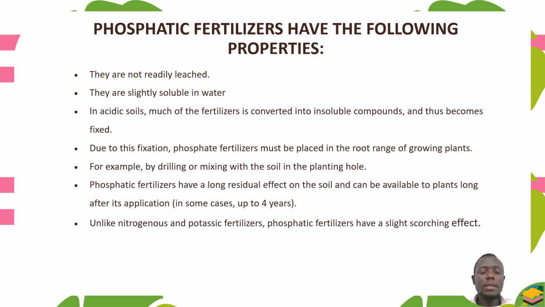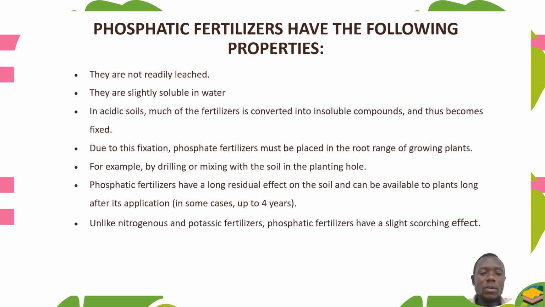So let's look at the properties of phosphatic fertilizers. The following are the properties of phosphatic fertilizers. The first one is they are not readily leached. We talked of leaching. Leaching is the going down or washing down of nutrients to layers where the plants cannot reach. So these phosphatic fertilizers are not readily leached. Then they are slightly soluble in water. That's another property. They are slightly soluble in water, unlike other kinds of fertilizers.